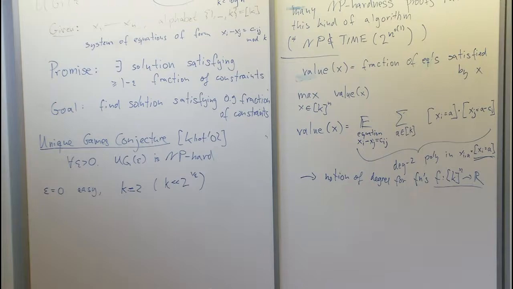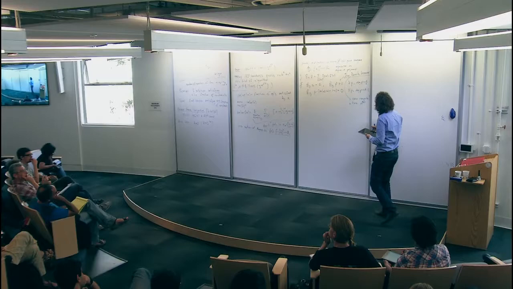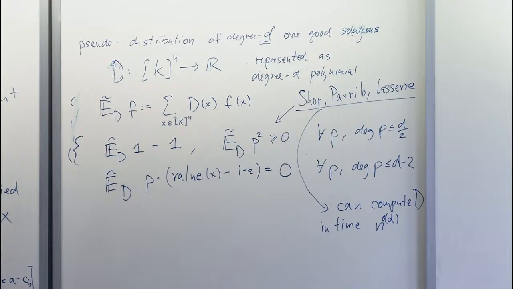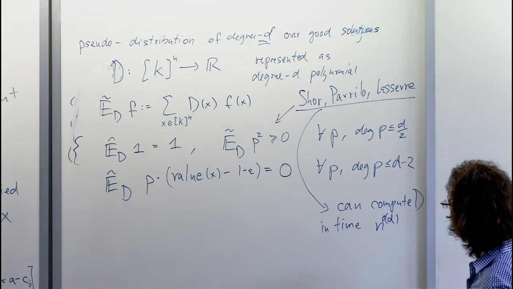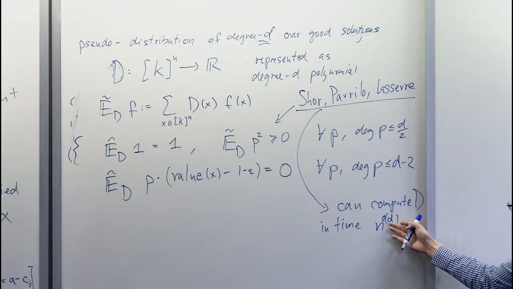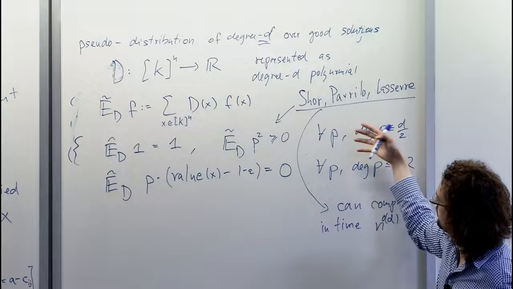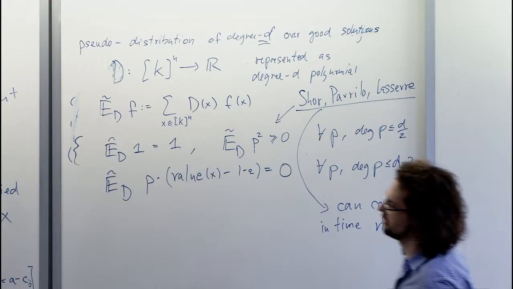So this is the object that we are getting, and you see that if you choose degree d here to be n, then this would be an actual distribution. But if you choose the degree to be very large, then it's hard to compute, and if you restrict the degree, then it becomes easier to compute. Now the goal is to just use the information that we get if you enforce these conditions up to degree d, in order to find a solution that satisfies this condition.